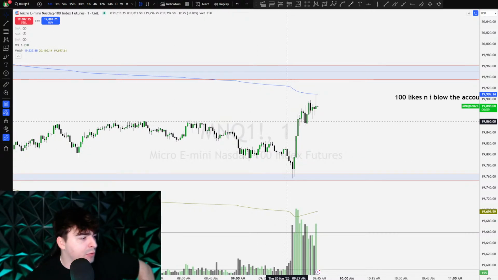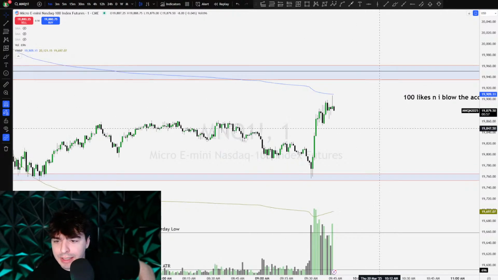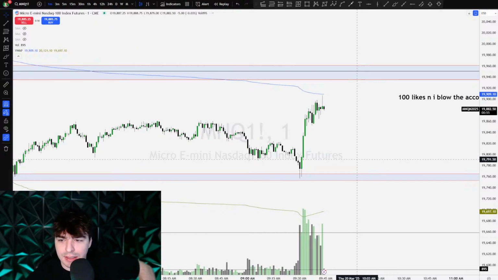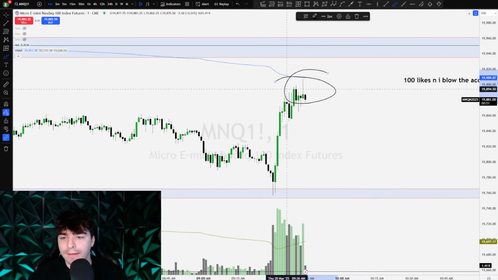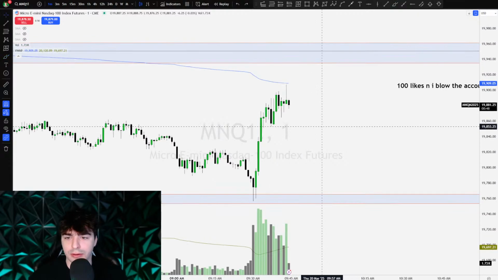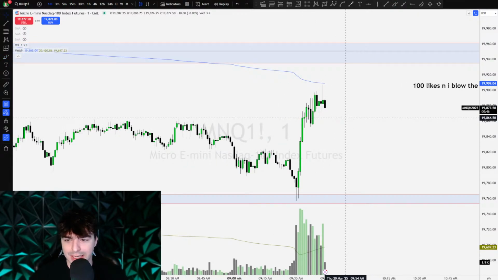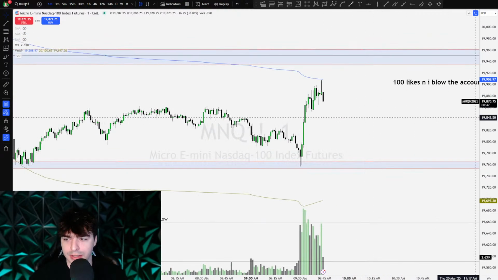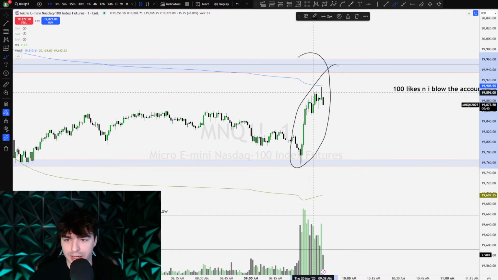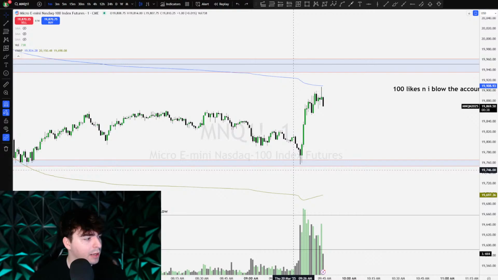All right, there's the VWAP test there. Hopefully that's not the top. It does look like we're starting to slow down a little bit. You can see high volume on that rejection candle on VWAP. Yeah, this market is starting to feel a little bit heavy. I mean, this happens every morning. We get a pop and drop.